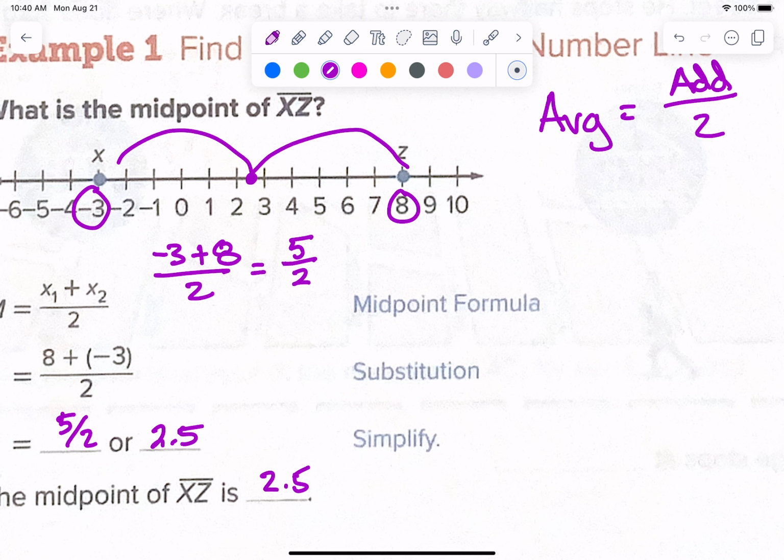But sometimes they won't give you a number line. So just add them together and divide by 2. 5 over 2 or 2.5. Can you add them in the other order? Let's say I say 8 plus -3 like they did. Can I do that also? It doesn't matter what order you put them in, right? Alright, that was example 1.